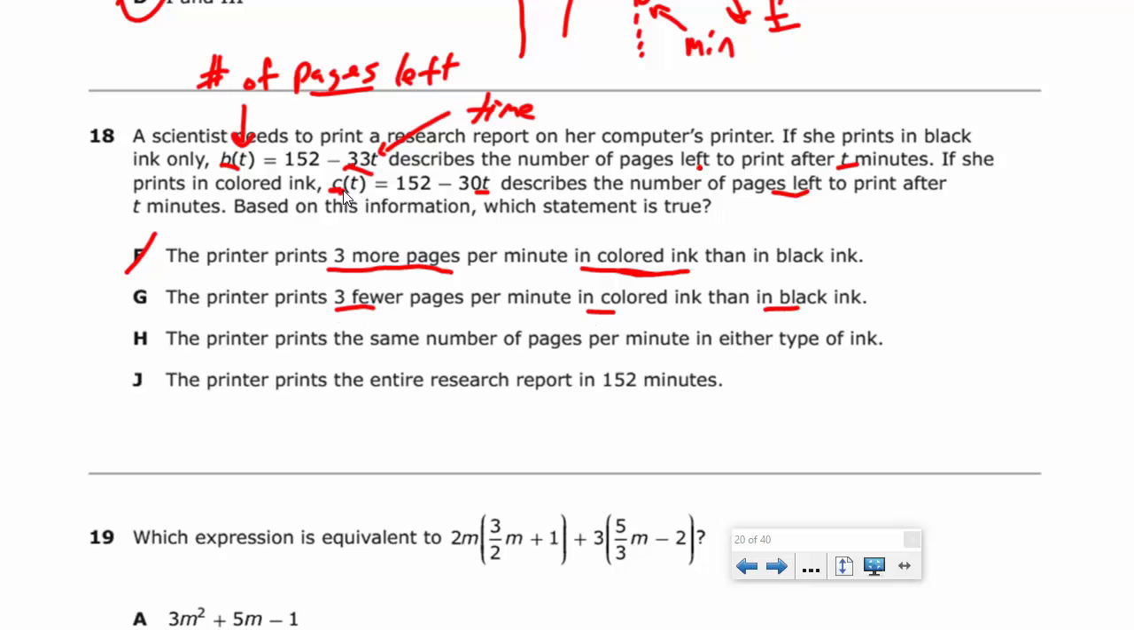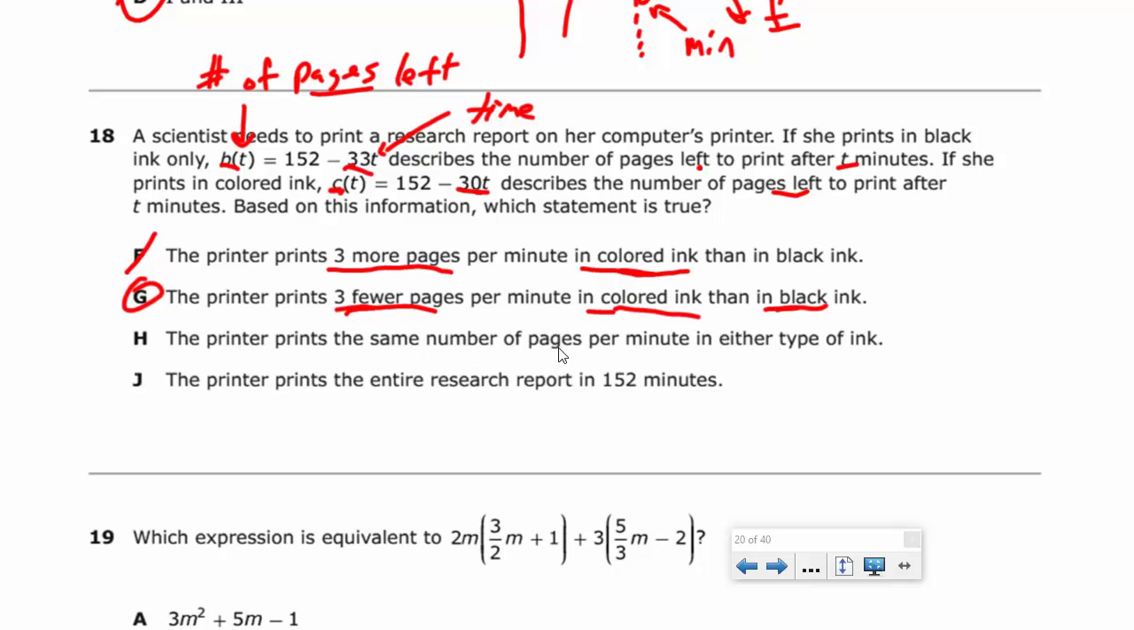That's true. Colored ink prints 30 pages per minute. Black ink prints 33 pages a minute. So colored is 3 fewer than the black ink. So we say colored ink compared to black ink is in fact 3 fewer. This is correct. Okay. Let's just keep checking all the rest of the answers.